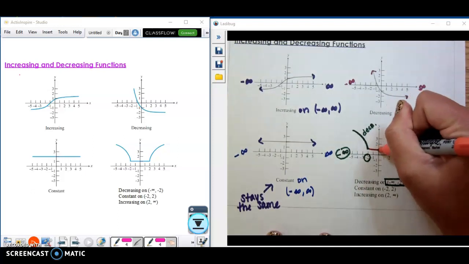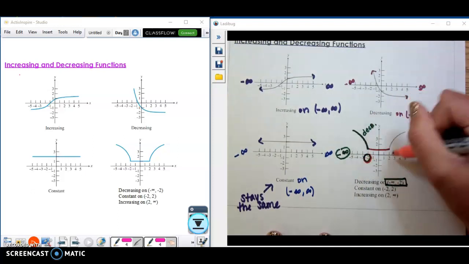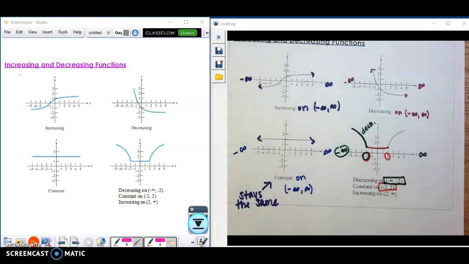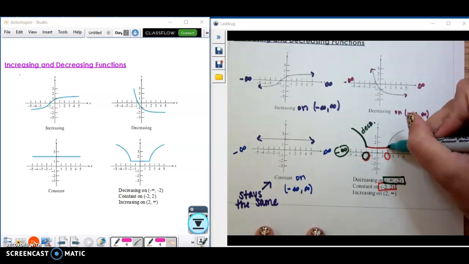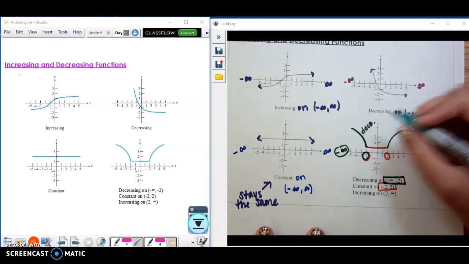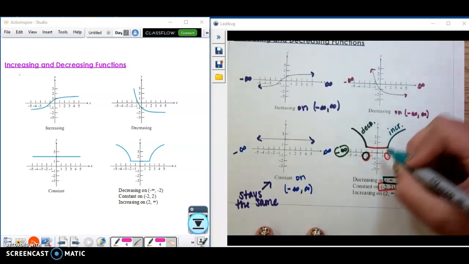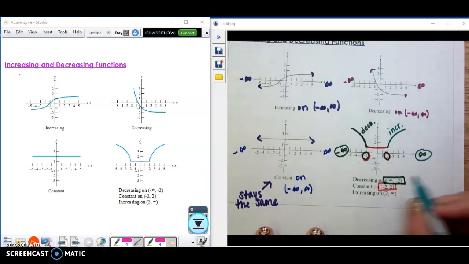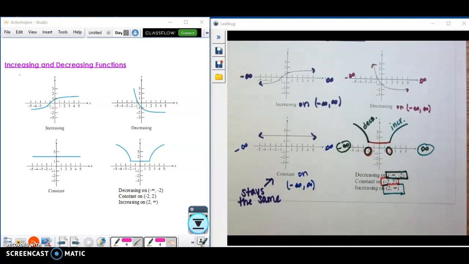Then if we look at the next part here, from -2 to 2, it's staying constant. So constant on the interval from -2 to 2. Once again, we're using parentheses there. And then for the last interval, for the rest of the graph, it's increasing. That starts at 2 and it keeps increasing for the rest of the graph, so you have to use that infinity. So from 2 to infinity, it's going to be increasing.